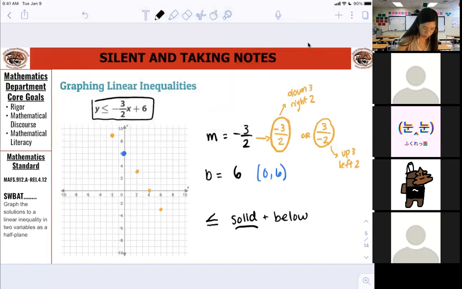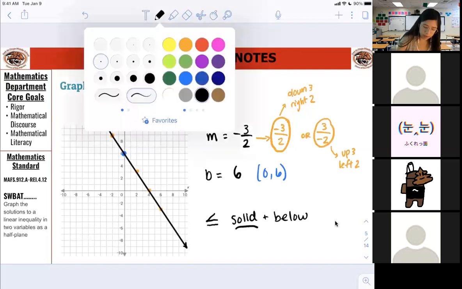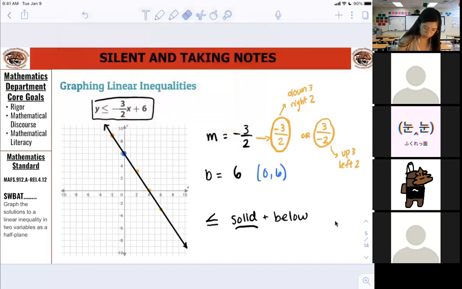Well, let me make it a little bit better. There we go. There's my solid line, and now I can shade, and I'm shading below. So if I'm shading below, does that mean on the left side or on the right side? Left side. Yeah, left side. So kind of underneath and to the left. And just like before, I'm shading everything.